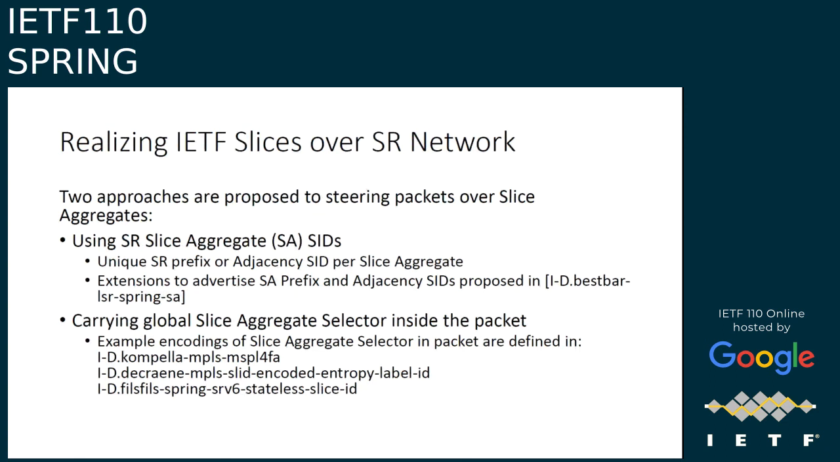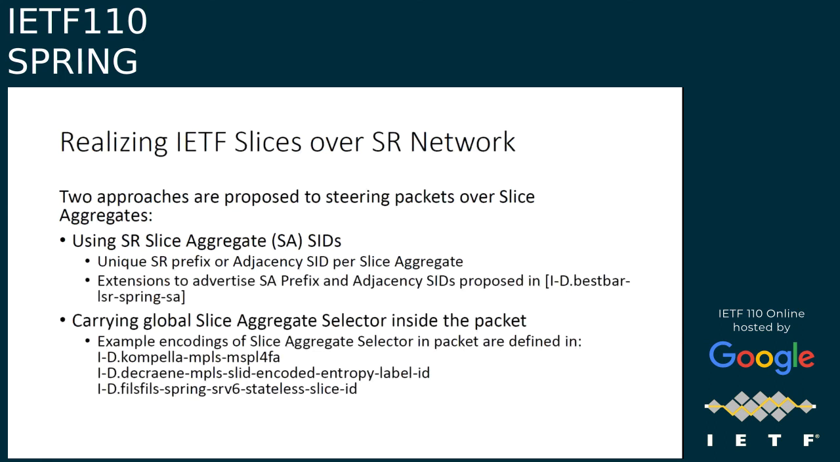So we are presenting two approaches to realize the solution in an SR-capable network. The first one is by associating a slice aggregate with a SID, so that packets using those specific SIDs will get the identification, or association, to the slice aggregate, as well as the forwarding action, the next hop selection. The extensions to advertise the slice aggregate prefix and adjacency SIDs were presented on Tuesday. There's a pointer to the draft.